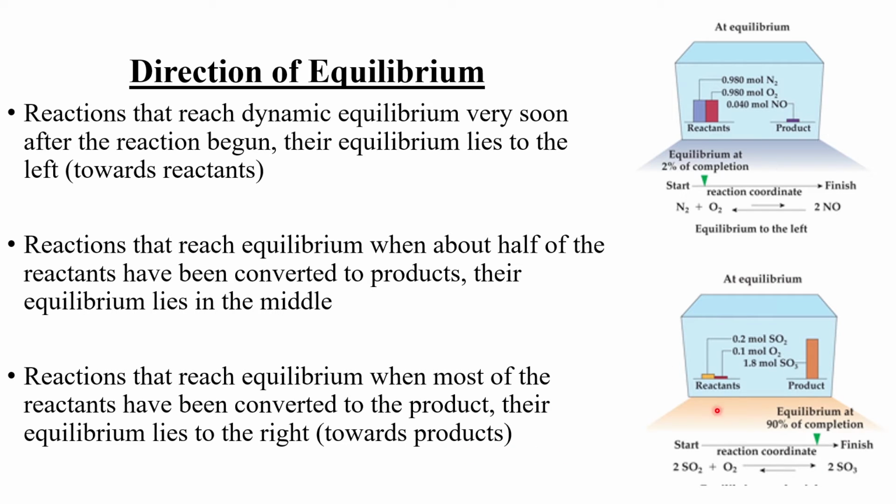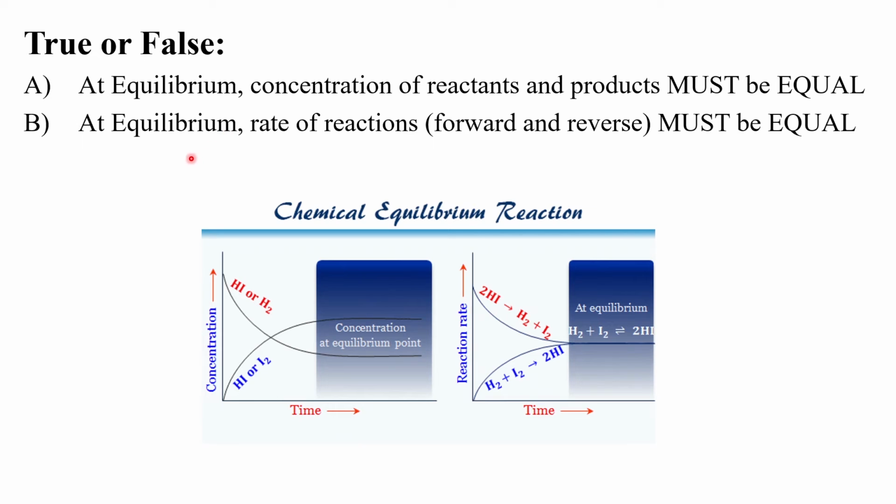This example as well we saw in one of the previous slides. We started with 2 moles of sulfur dioxide and 1 mole of oxygen, and we were supposed to get 2 moles of sulfur trioxide, but we got 1.8 moles. You can see that most of the product is produced and a very small amount of reactant is left in the reaction mixture. So for this reaction, the direction of the equilibrium will be towards the right, or towards the product.